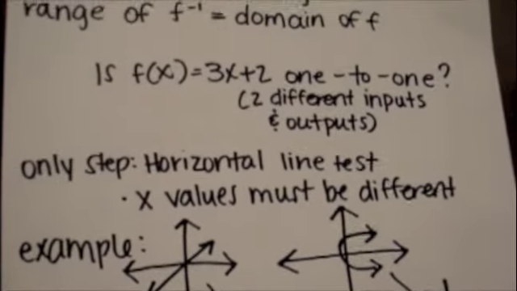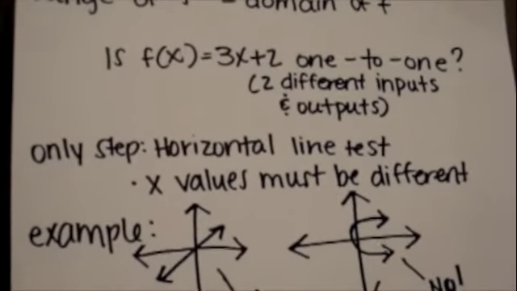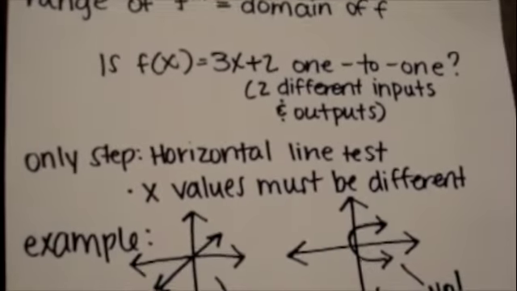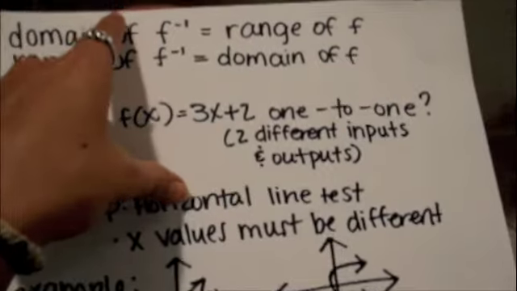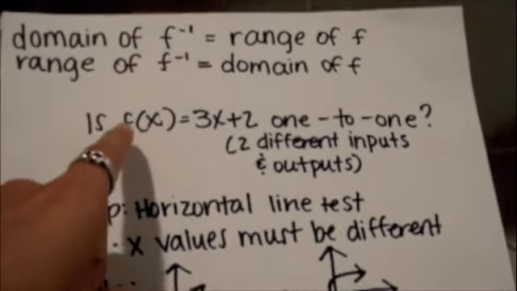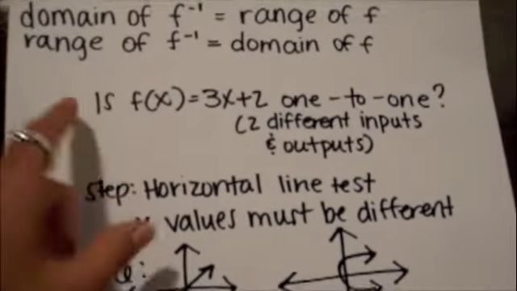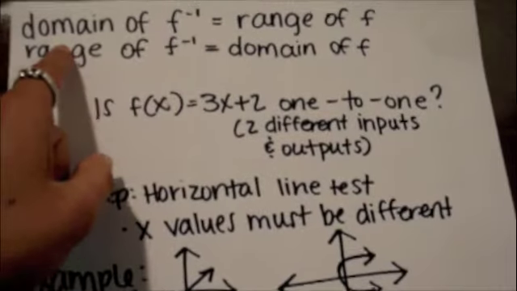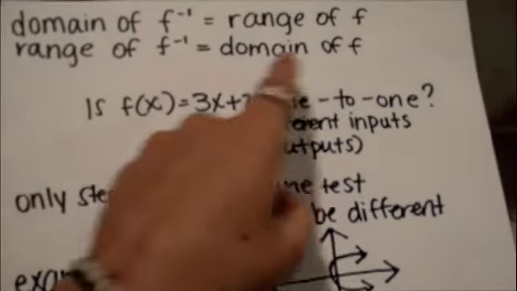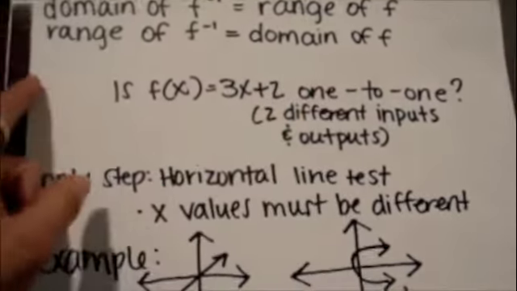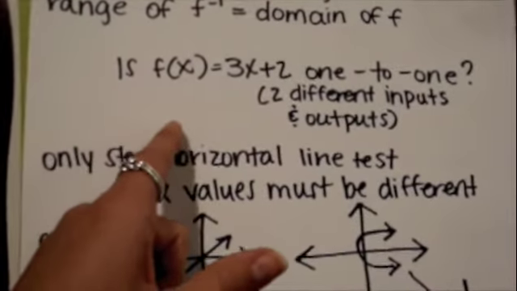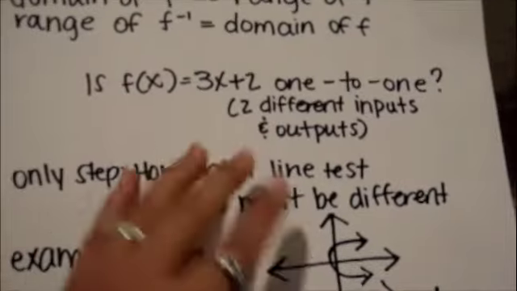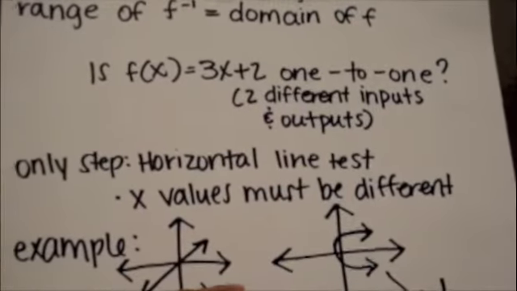Okay, so the third kind of function we're going to talk about is inverse functions. Earlier we talked about the domain and range. Anytime you see f to the negative 1 power, that just means inverse. So the domain of your inverse is going to be the range of f, and the same with range. So the question is, is the equation f of x equals 3x plus 2 one-to-one? That just means two different inputs and outputs.